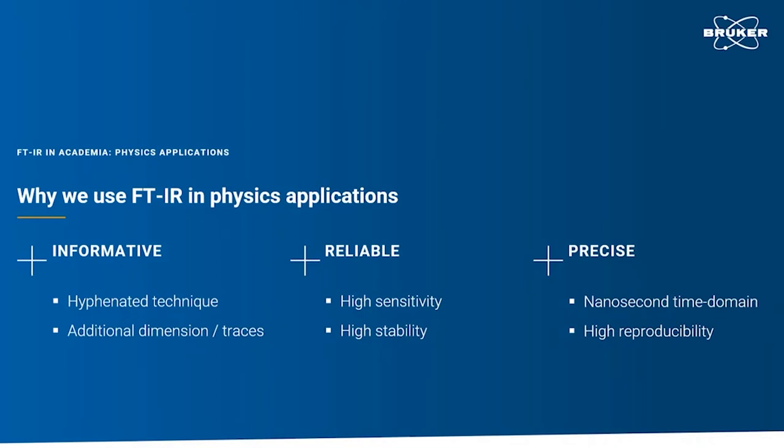How to combine hyphenated techniques like a microscope with an FTIR spectrometer, and how to include more dimensions or traces into the experimental results. That is what we try to achieve by applying FTIR in physics. Furthermore, FTIR is an established and proven method. It is very easy to customize and adapt to the special needs of the user. Its high precision and sensitivity are further reasons why FTIR has been well accepted and is considered a powerful and indispensable tool for physics studies.